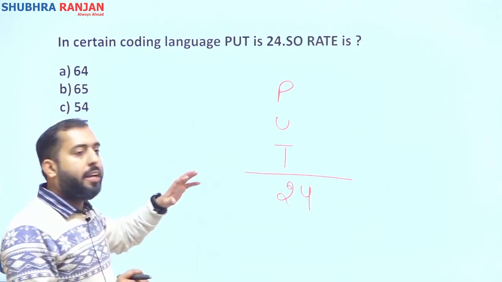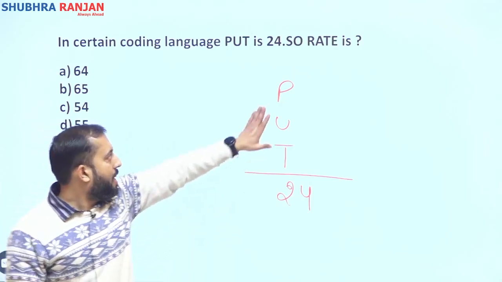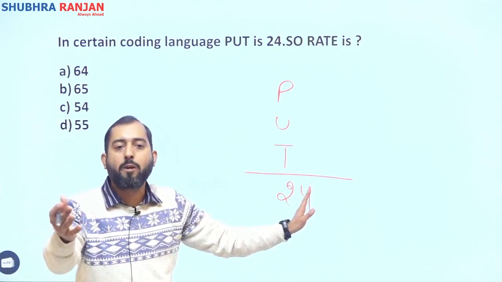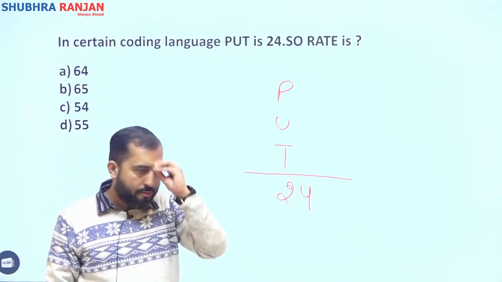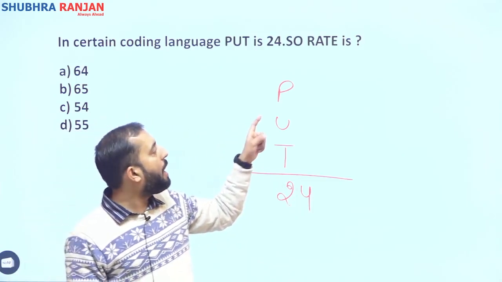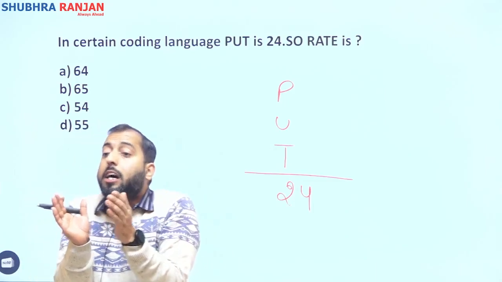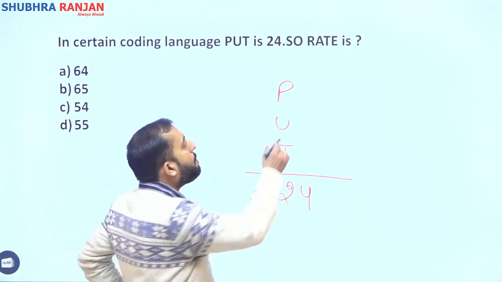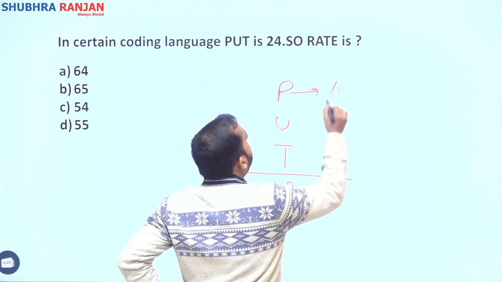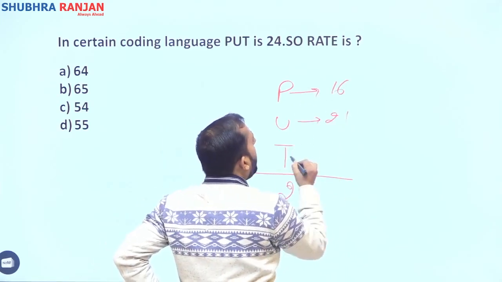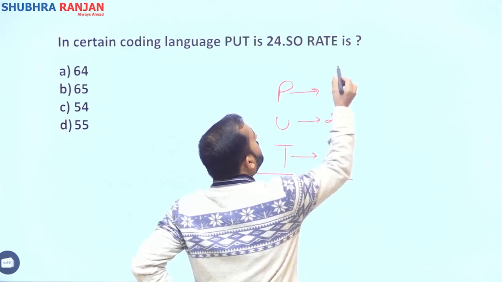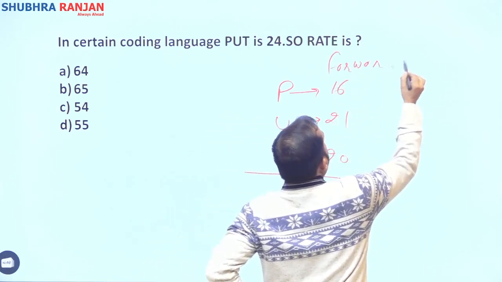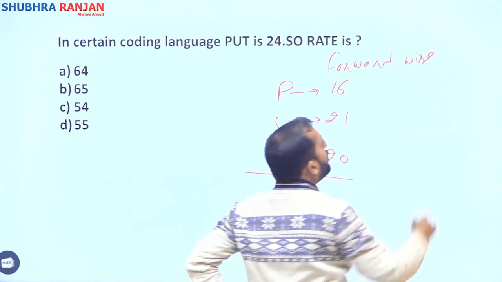So, type 3, I have to deal, see, alphabets were given and your code is in terms of numbers. So, obviously, one thing is clear that the examiner is doing something with the alphabetical positioning of these letters. Alphabetically, P is 16, U is 21 and T is 20. This is the situation when I talk about their forward wise ranking.